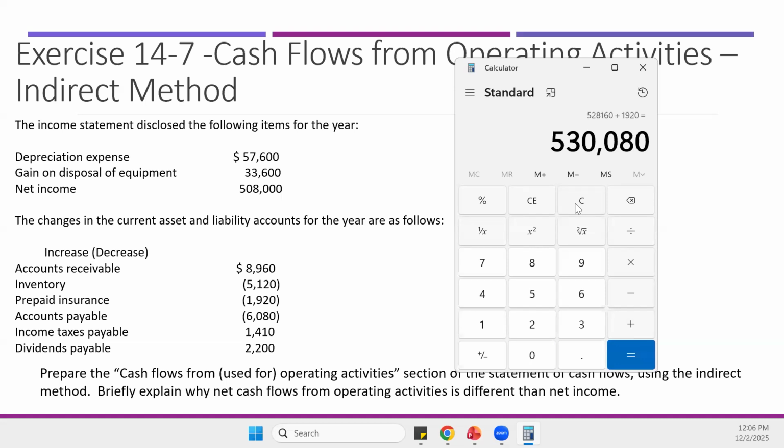And then accounts payable and income taxes payable are liabilities. Accounts payable went down, that decreases cash flow because we paid cash for it. And then income taxes payable went up, that increases cash flow because we expensed it without paying it. And then dividends payable is ignored because that's a financing activity, cash paid for dividends. And so our operating cash flow in this example would be 525,410.